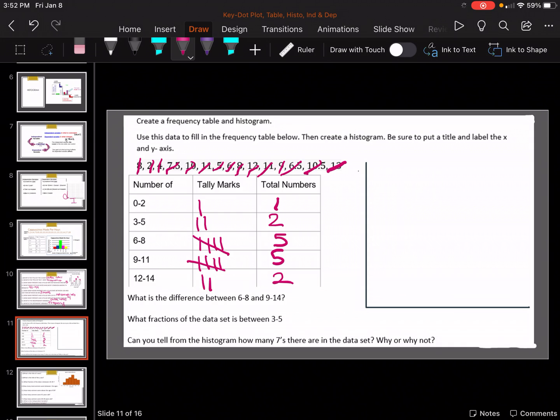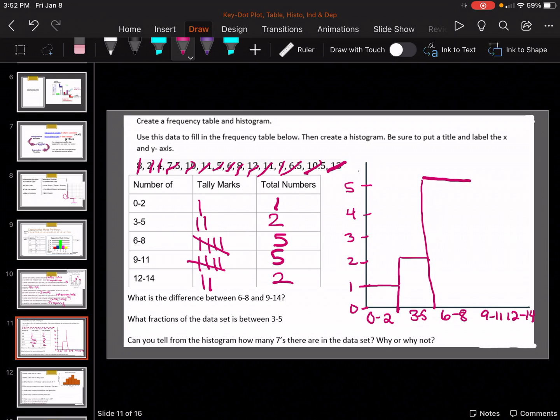So along the X, we're going to put 0 to 2, 3 to 5, 6 to 8, 9 to 11, 12 to 14. Got 0, 1, 2, 3, 4, and 5. So here we go, 0, 2, and then 2. And remember, the bars need to touch. And then back down to 2. Histogram.